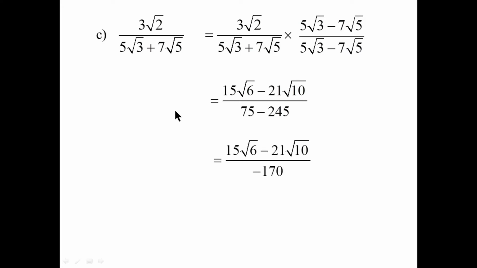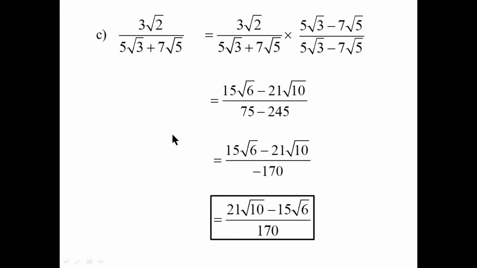And that's negative 170. And we can multiply top and bottom by negative 1 here to get the negative out of the bottom as well. So this is going to become positive 21 root 10 minus 15 root 6 over positive 170.